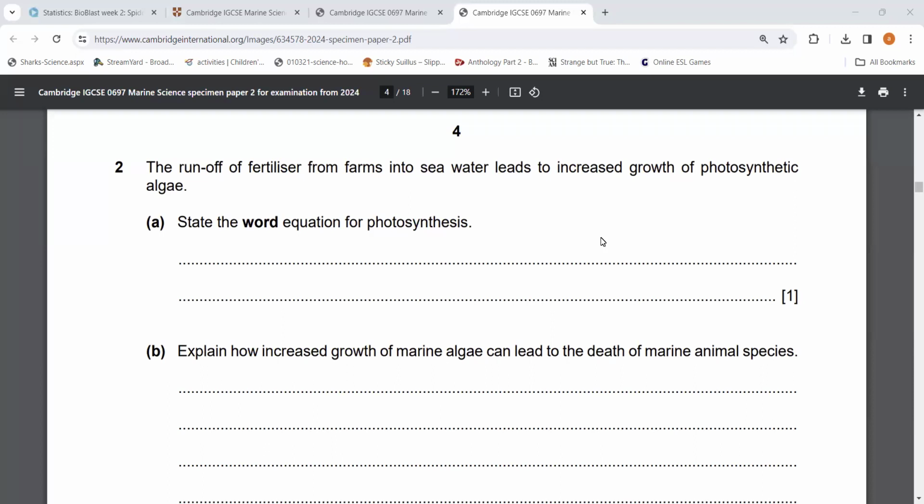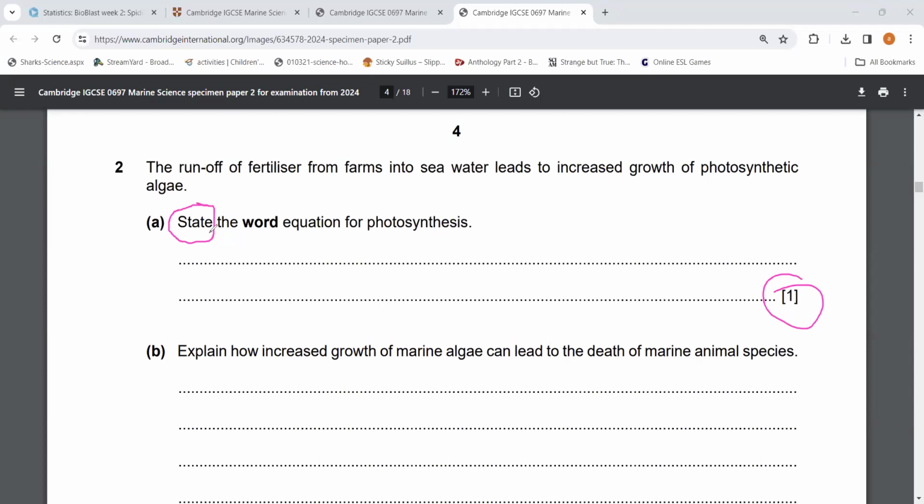First of all, a little tip for you is to take a couple of seconds before you do anything else just to look at the command word, and also the number of marks. Sounds really obvious. It's actually going to help you so much because it's going to help you understand how to answer it, what exactly they're looking for, and how long to spend on that question as well.